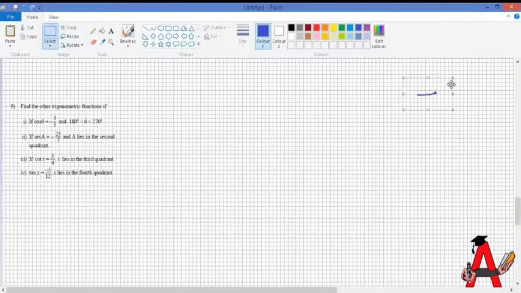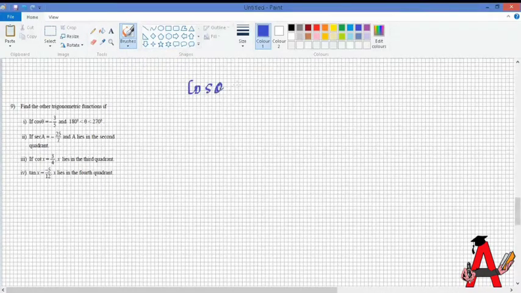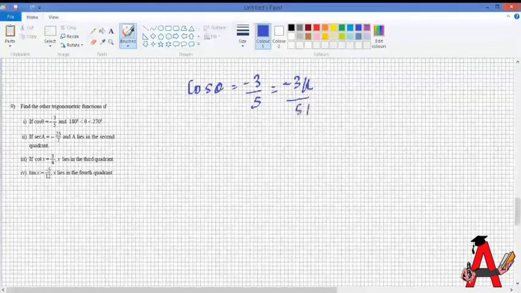Let's try and do this last question, question number 9. In this question, there are two ways of doing it. One is I can do the previous way, or the other is this method. Now let's try to see what is this method. Now cos theta is equal to minus 3 upon 5. We can write it as minus 3k upon 5k.